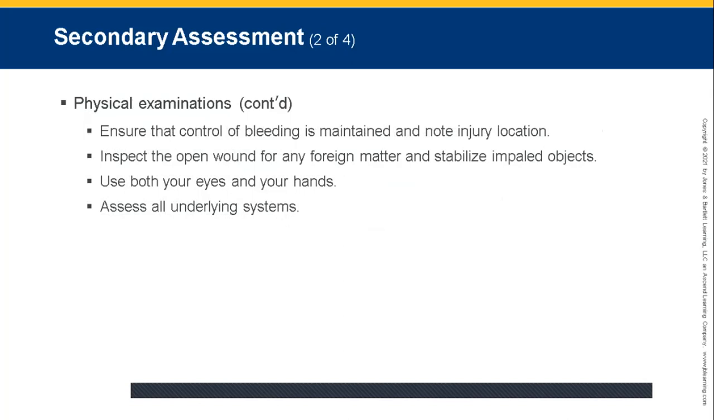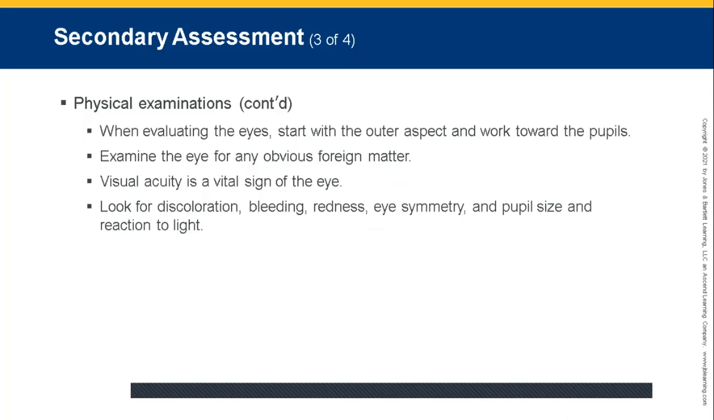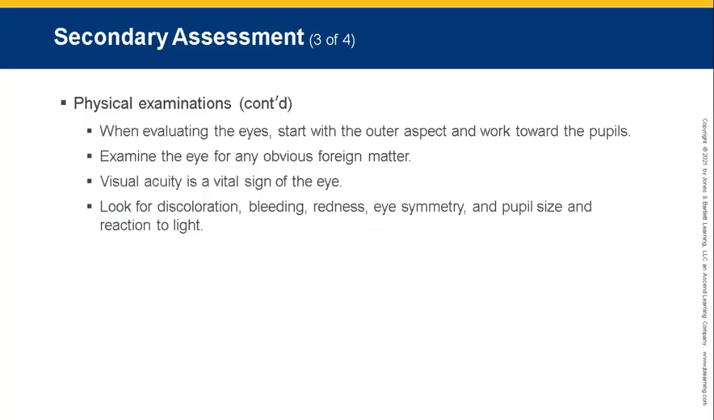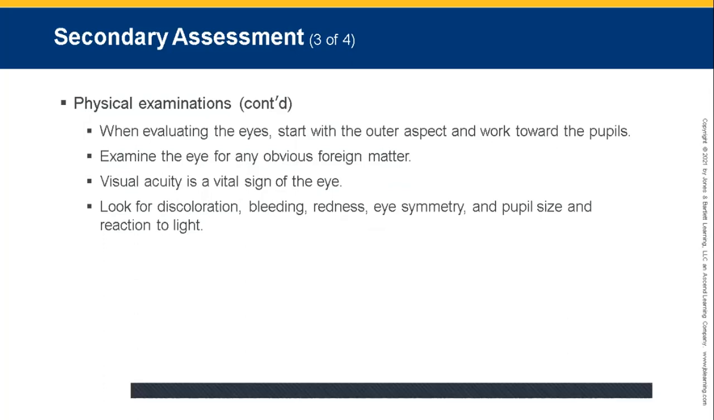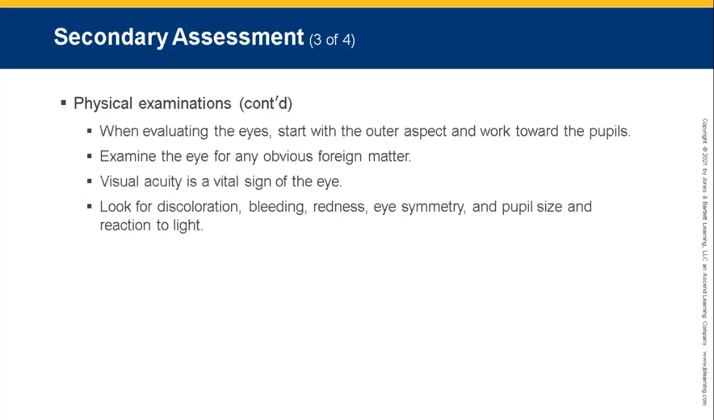Assess all underlying systems. When evaluating the eyes, start with the outer aspect and work toward the pupils. Examine the eye for any obvious foreign matter. Visual acuity is a vital sign of the eye. So you can check their central vision and you can check their peripheral. Look for discoloration, bleeding, redness, eye symmetry, and pupil size and reaction to light.